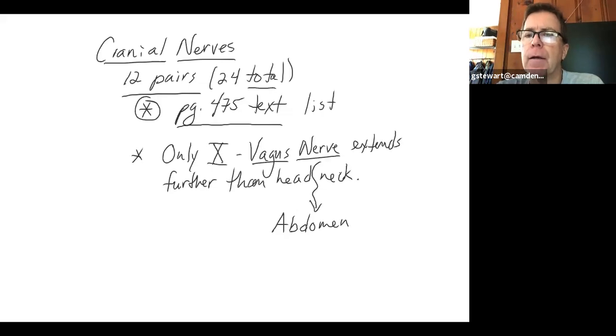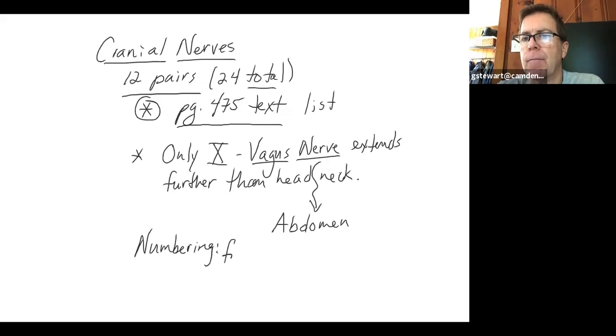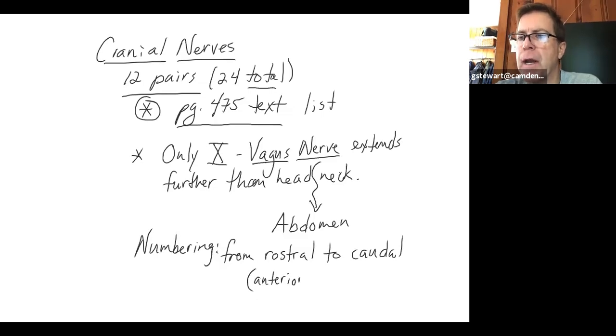So that's worth noting because it's sort of special. And the numbering of 1 through 12 is done in a rostral to caudal direction. That just means think of from the front to the back. This word rostral just means snout, and caudal means tail. So I'm just going to put in parentheses anterior, from the front of the head or the front of the brain, to posterior. By posterior, I mean not only the back of the brain, but also down into the brain stem.